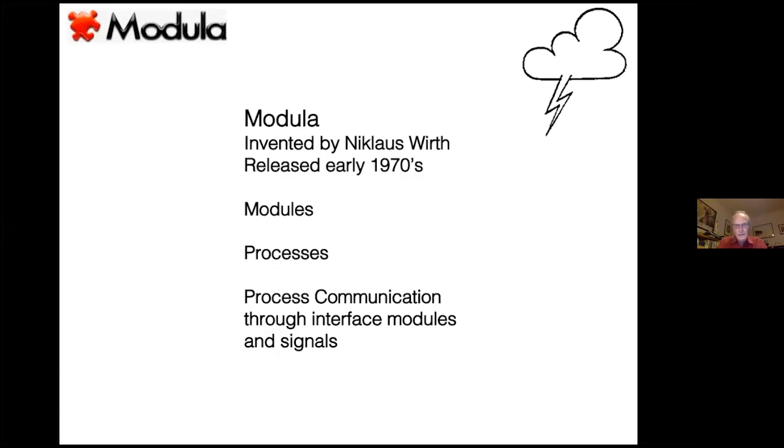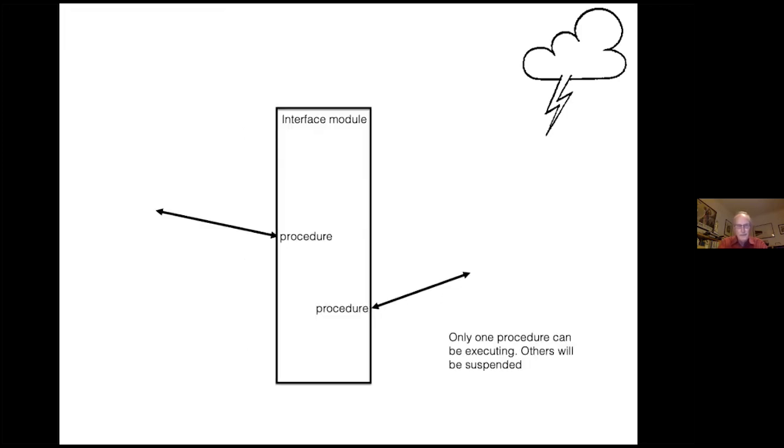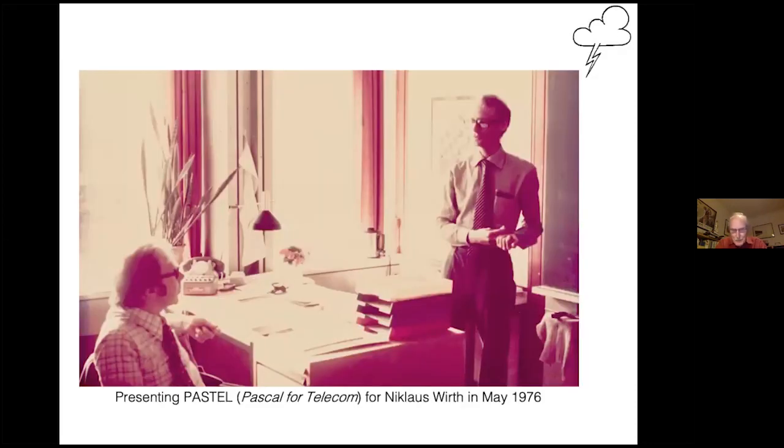Then in the early 1970s, Niklaus Wirth created Modula, which had modules, processes, and process communication through some weird system called interface modules. It would look like this. Different processes would call the procedures in this interface module, and only one could be executing. And here a few of us from Ericsson, in 1976, went to Zürich, to the Eidgenössische Technische Hochschule, where Niklaus Wirth was a professor.